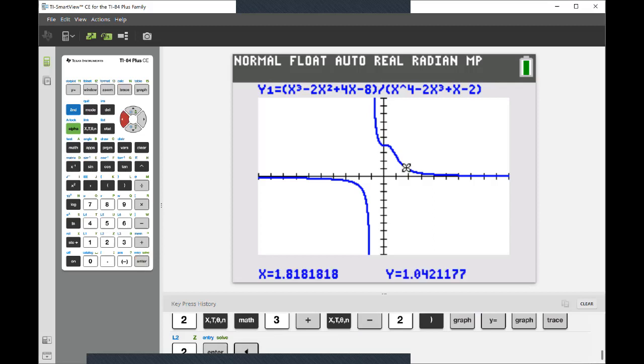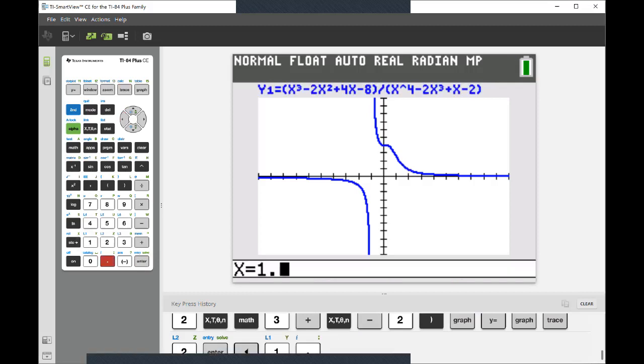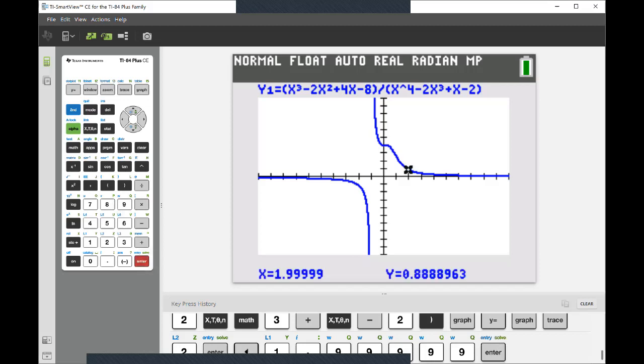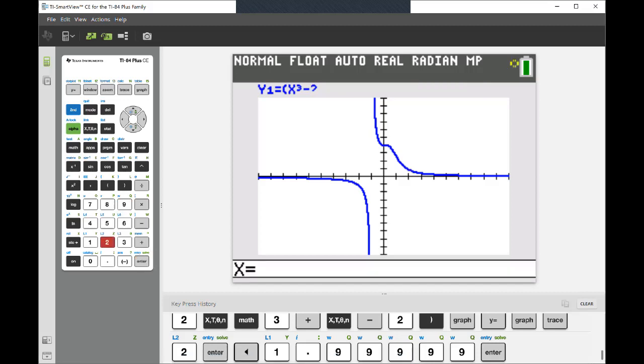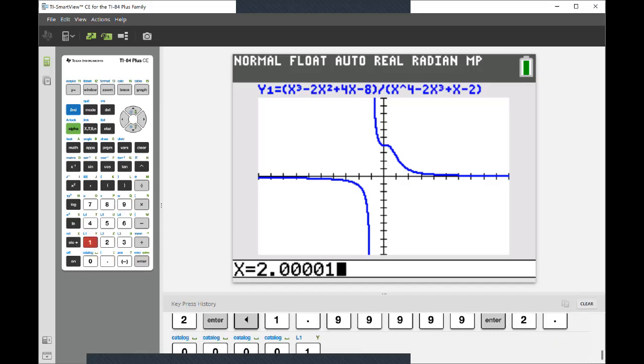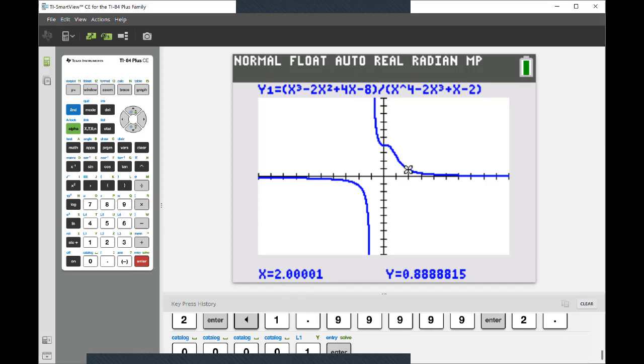Now you can use your arrow keys. Unfortunately, with the arrow keys, they don't allow us to get real close. So again, I know I want to be close to 2, so 1.99999. And if we round a couple decimal places, maybe 0.889 looks like there. And if I go 2.00001, 0.889 there as well, okay?